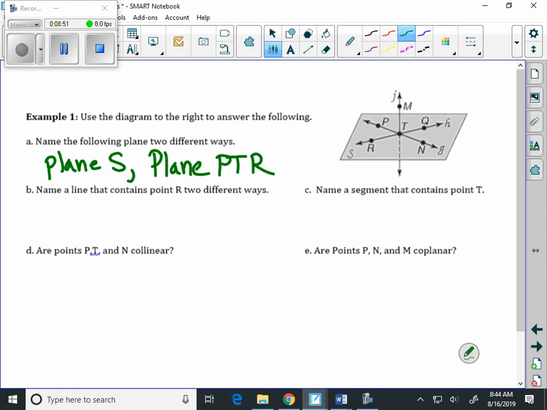That's not the only way. We could do plane NTP. We could do plane RTN. If you were working ahead of me and you wrote something else down. We could do plane QTR. We could do plane PNR. 3 points within that flat surface called a plane.